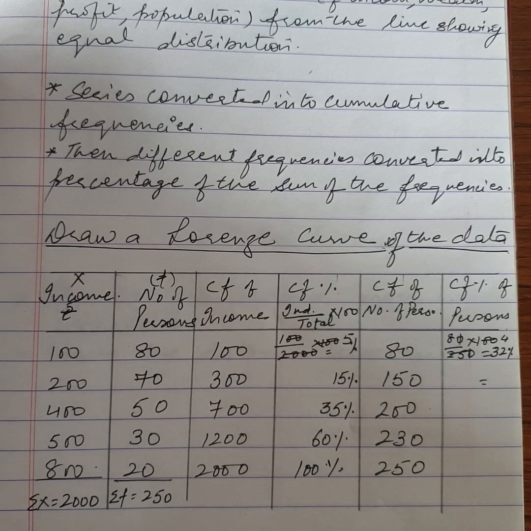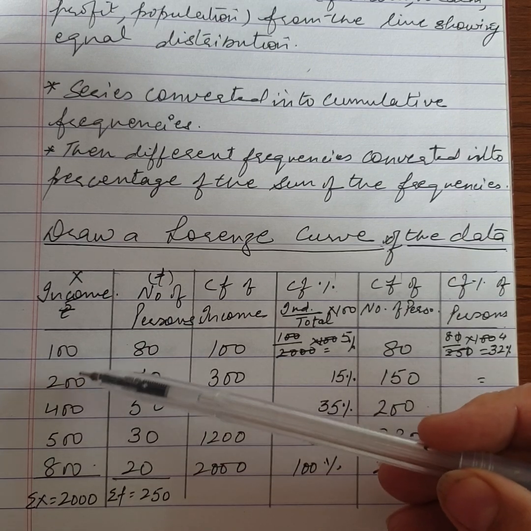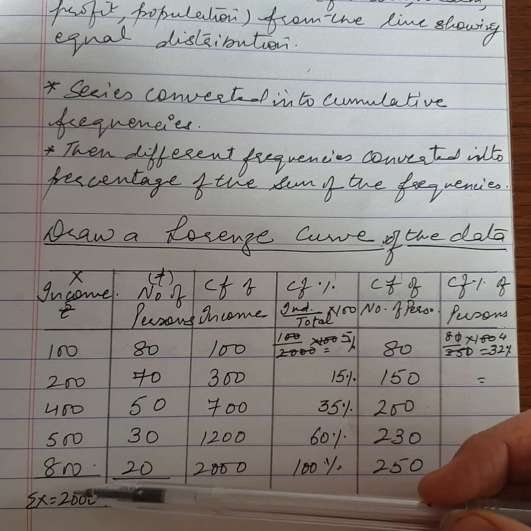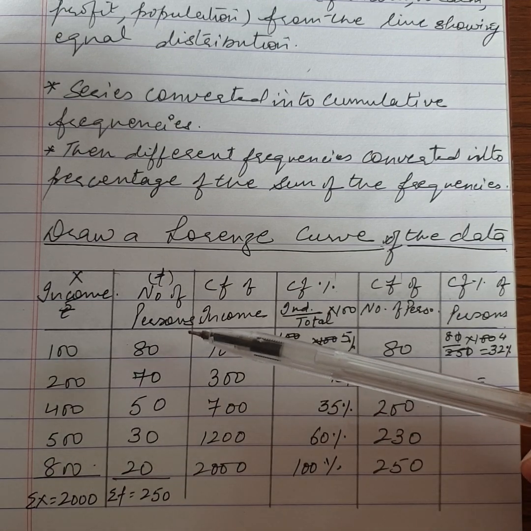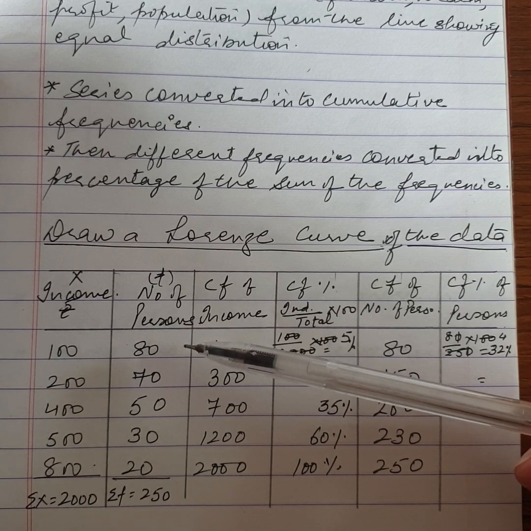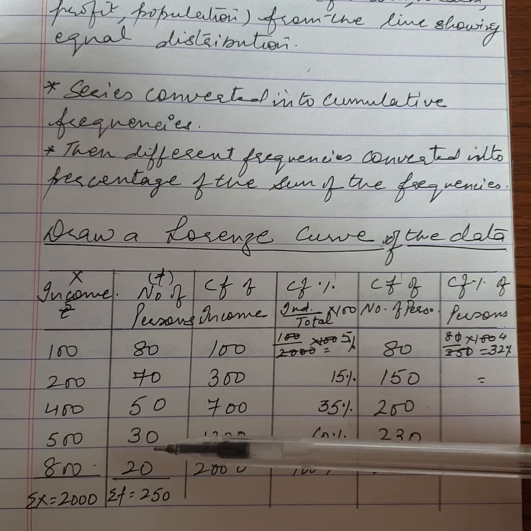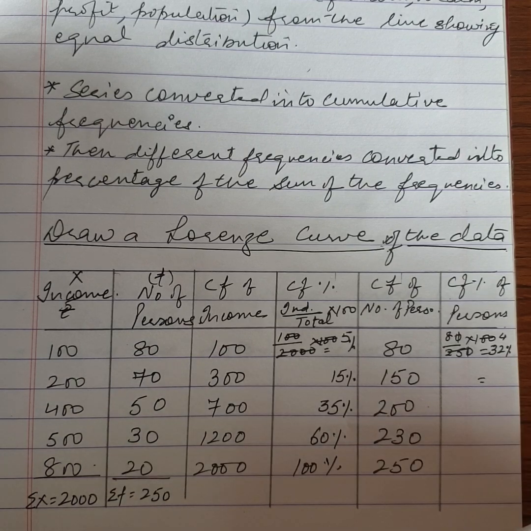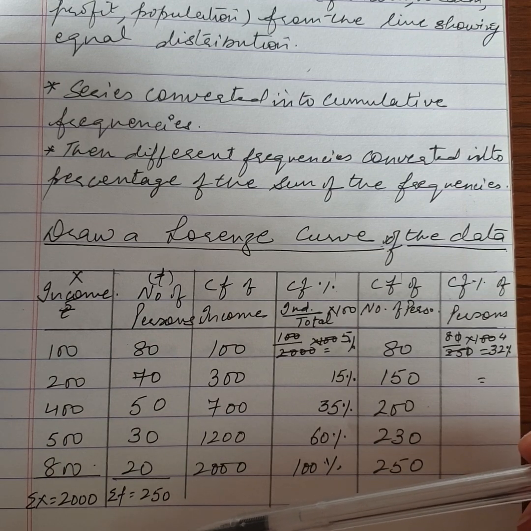Like in this question, we have to draw a Lorenz curve of the given data. Income is given as 100, 200, 400, 500, 800, and the total of the income is 2000. And the number of persons earning this income is given: 80 persons are earning 100, 30 persons are earning 500. In this, the total of this column is 250.